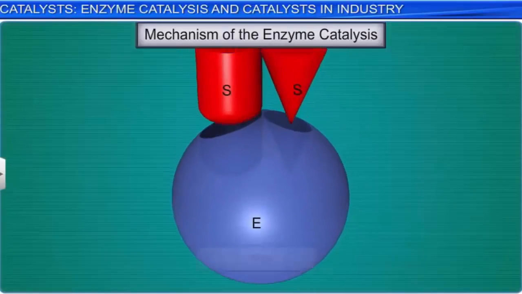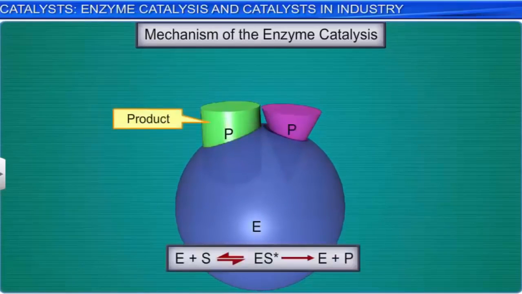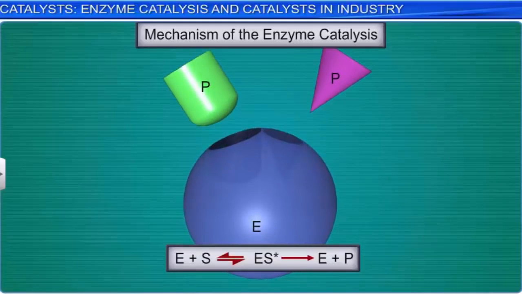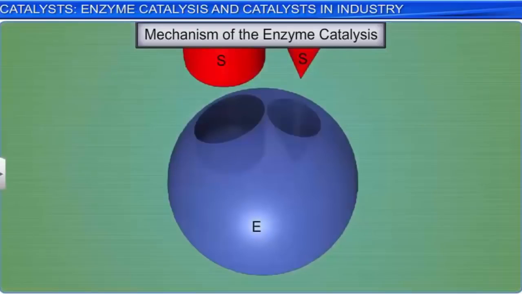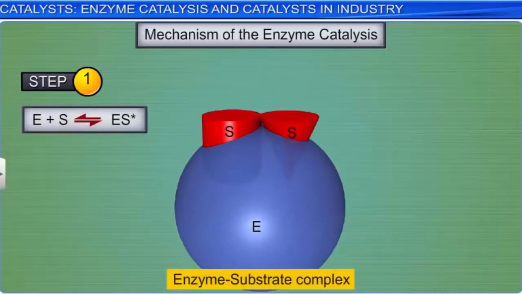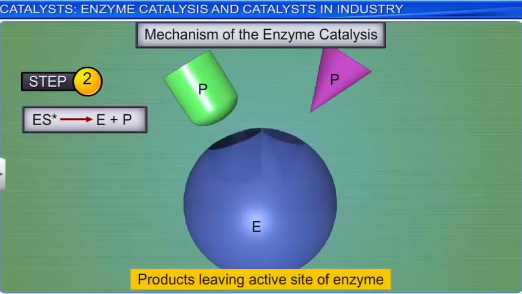When bound to the active site, the substrate is converted into the product. Further, as the product molecules do not have any affinity for the enzyme surface, they leave the enzyme surface immediately. Thus, an enzyme-catalyzed reaction can be illustrated in two steps. The first step involves the formation of the activated enzyme-substrate complex. The second step is the decomposition of this activated enzyme-substrate complex to form the products.